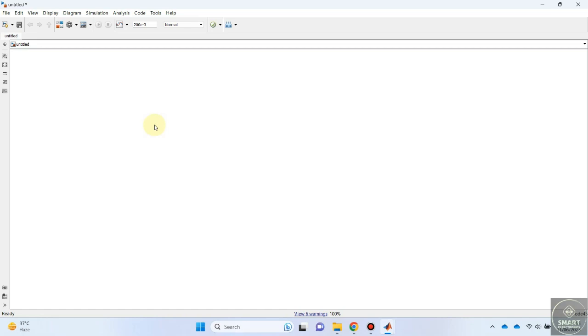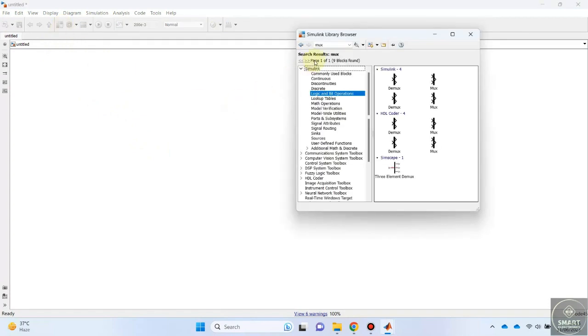Hello everyone. So today we are going to simulate a single phase H bridge inverter with the help of Sine PWM, that is also known as SPWM. Alright, so let's first of all get the blocks that are required to build this simulation.